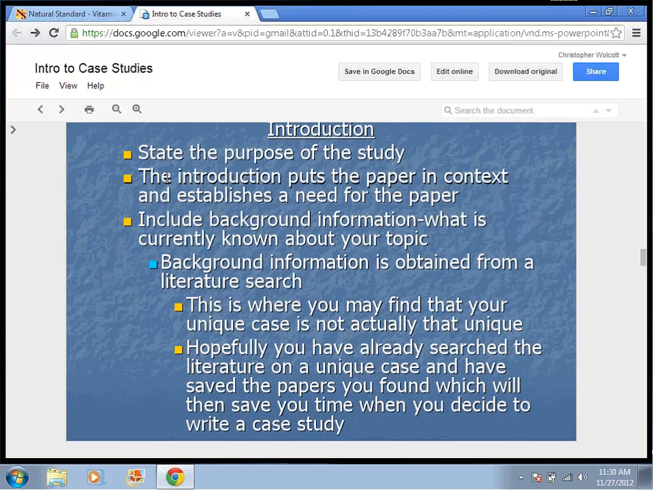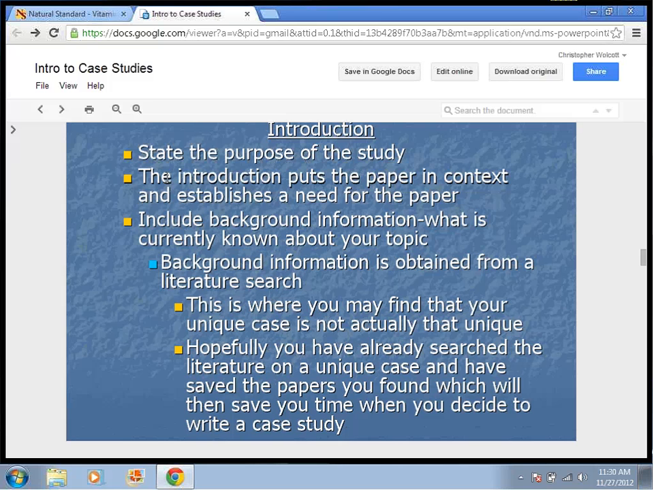So the introduction. The introduction is where all of your background search is going to be worked into the paper, and it's where you as the author are going to establish the need for your case report. So you're going to take the introduction as your opportunity to say, this is why I think what I found is important. And so, this is going to take a lot of time.